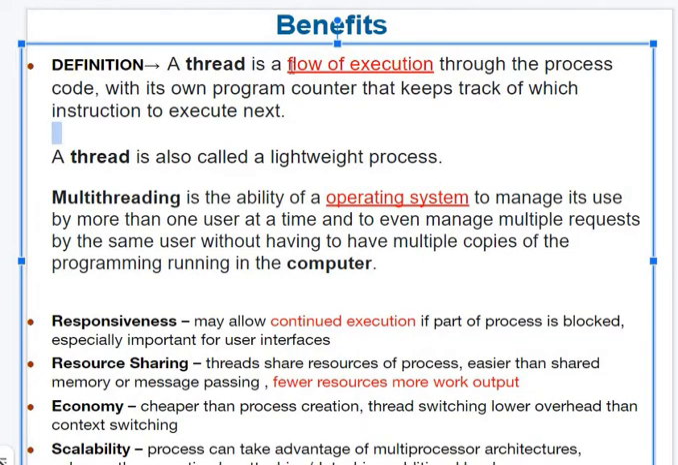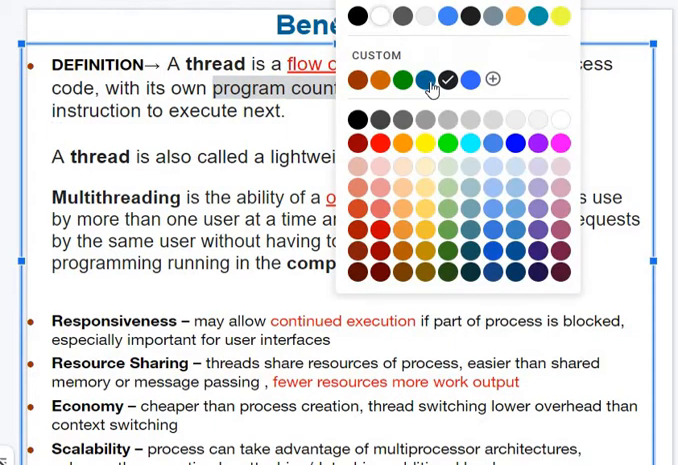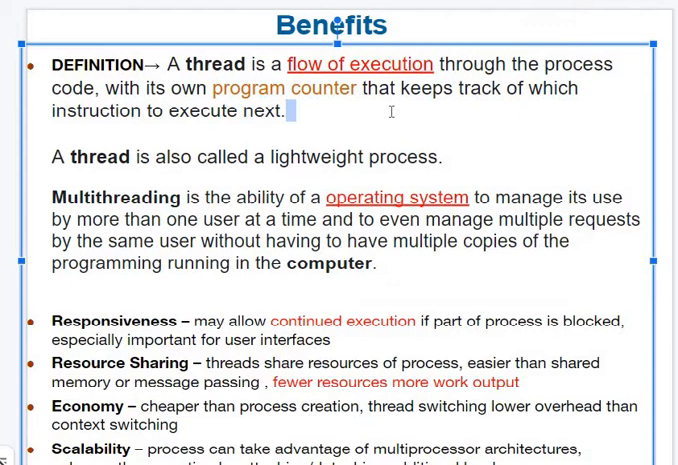If we should maintain a flow, then we need one important keyword called program counter. What is the definition of program counter? It's a pointer which points to the next executable instruction. Hence, a thread is a flow of execution through the process code. That means the code we have written has its own program counter, which holds the address of the next executable instruction.